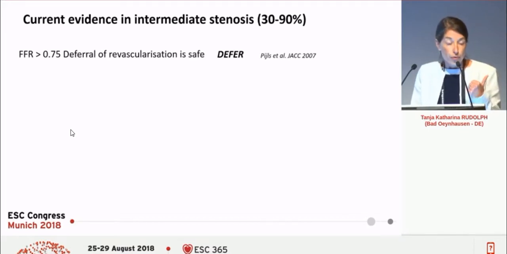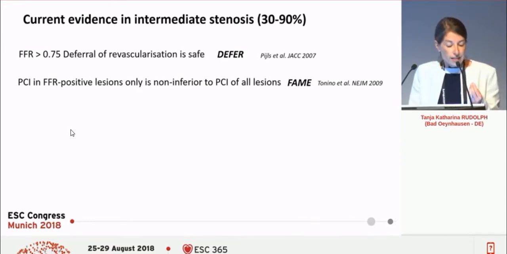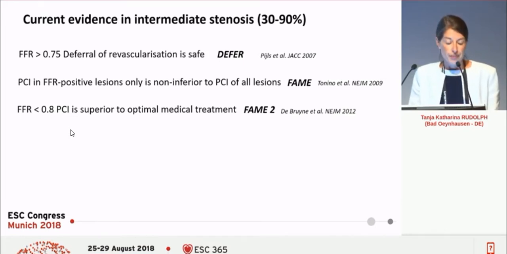From the FIRE trial, we learned that it's really safe not to treat a stenosis in the coronary arteries when the FFR is over 0.75. From the FAME trial, we learned in the next step that it's better to treat only coronary lesions that are functionally positive, and not treat all the lesions we see on coronary angiography. And with FAME 2, we even learned that it's superior to treat a lesion with an FFR below 0.8 with a stent, with PCI, rather than just treating the patient with optimal medical therapy.